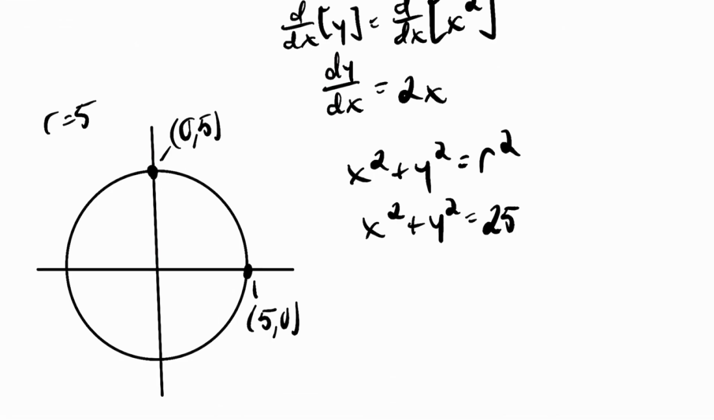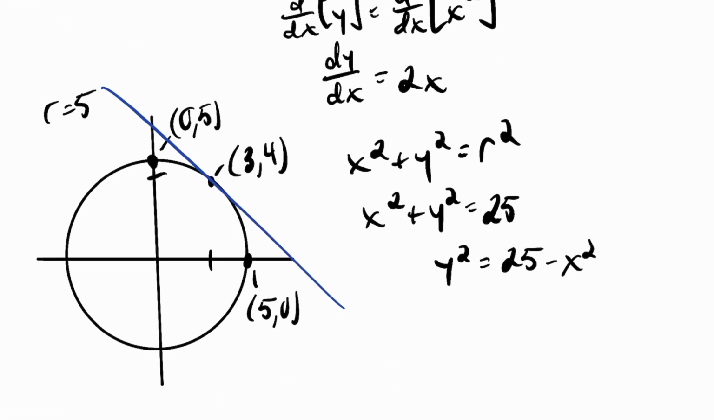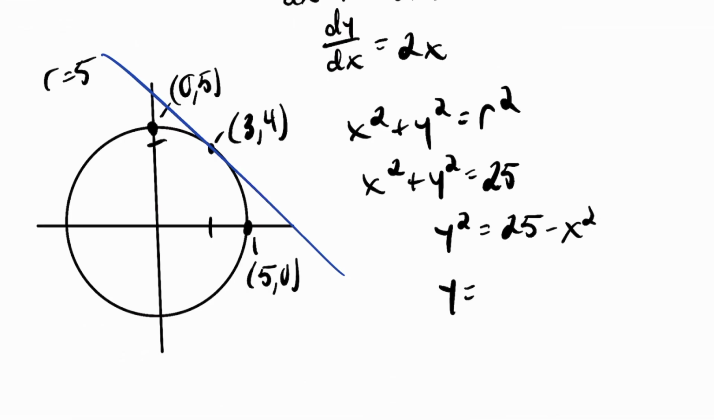Now, if I said what I really want is the point at (3, 4), and I want to calculate the slope of the line that is tangent there, which we can do. One way to do that, which we're going to find is maybe overly complicated, is to solve for y. I can subtract x squared on both sides of this equation and apply the square root function to get y equals plus or minus the square root of 25 minus x squared, and I can go from there.